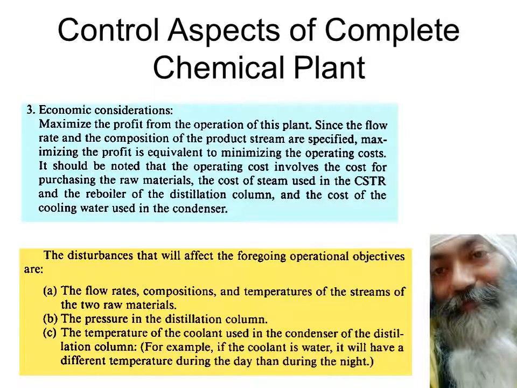About disturbances, compositions can be disturbance, temperature can be disturbance, flow rates which are not controlled can be disturbance, the pressure in the distillation column can be disturbance, the temperature of the coolant used in the condenser can be disturbance, even pressure of the steam can be disturbance, which is not mentioned over here, and so on and so forth. The coolant water temperature is different in the daytime, different in the night time, that can be disturbance, and so many other disturbances can happen. So we have to control those disturbances as well.